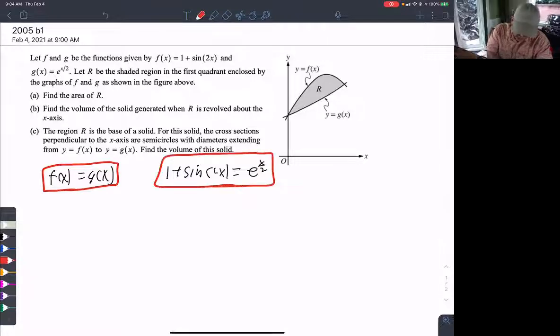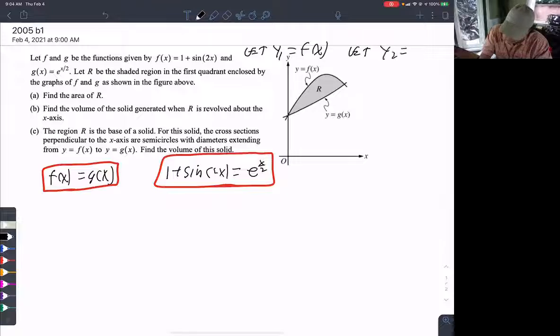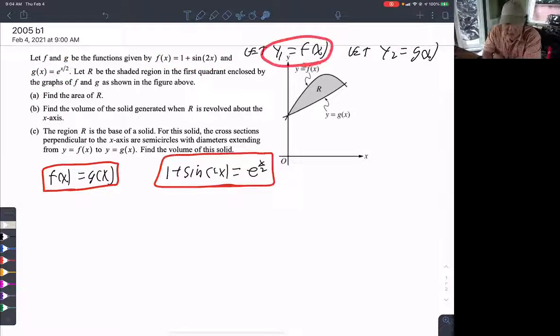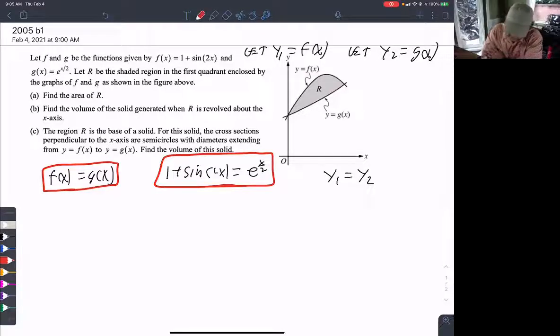you could do a pre-statement on your paper, has to be on your paper, and say, let y1 equal f of x and let y2 equal g of x. So now you've made that f of x and that g of x. And why did I choose y1 and y2? Because in my calculator, that's my y1 and that's my y2. So you could even, after writing this statement, have written y1 equals y2.